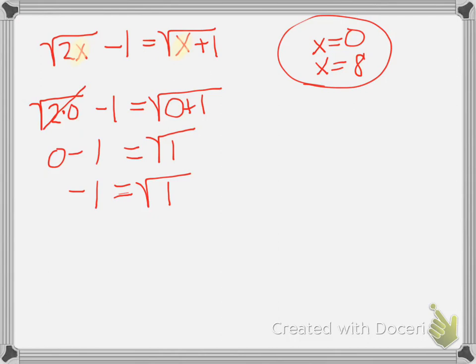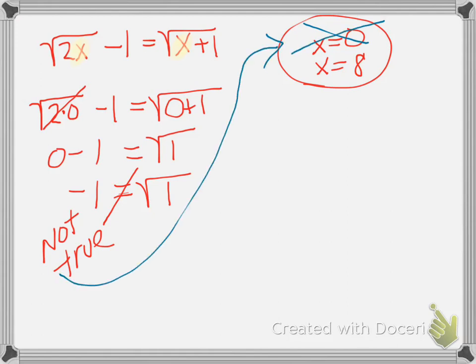Well, how can the square root of a positive number equal a negative number? That's not going to work. So I know that this is not true. So I know that this answer right here is false. So it gave me a false answer. I can go back in and I can check the 8.